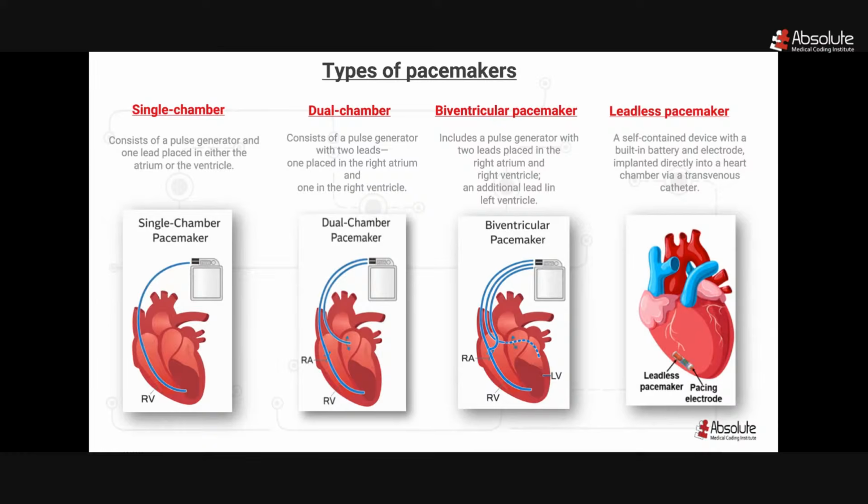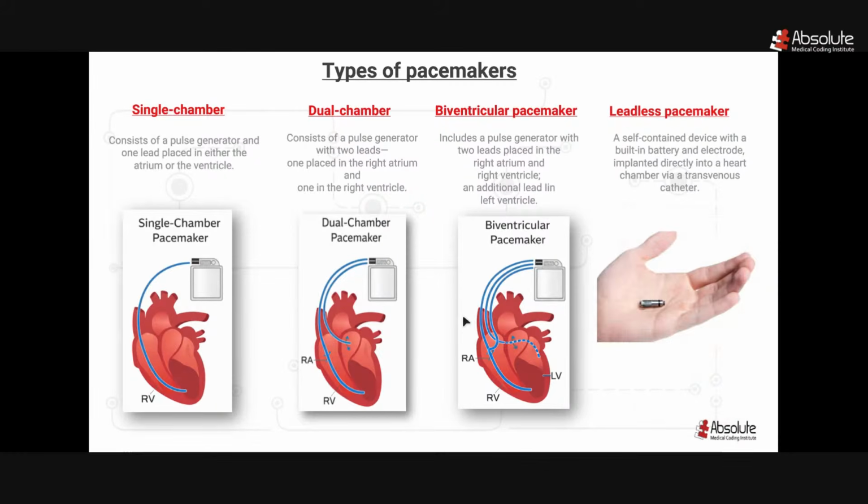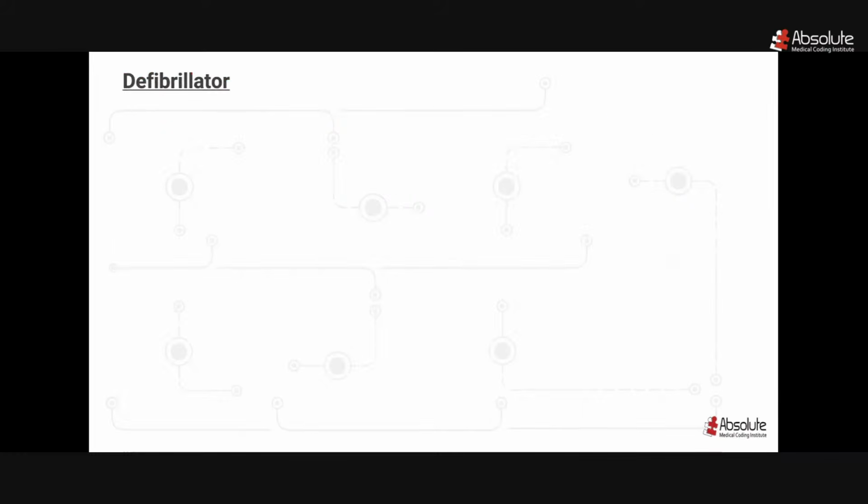And this is implanted directly into the heart chamber using a transvenous catheter. All right, so instead of wires and pockets under the skin, the pacemaker sits inside the heart itself. So that's the most advanced pacemaker. So you can see how it evolved over time and how small these pacemakers are, right? Okay, so these are the different types of the pacemaker.